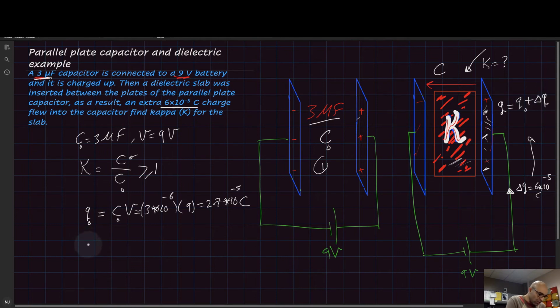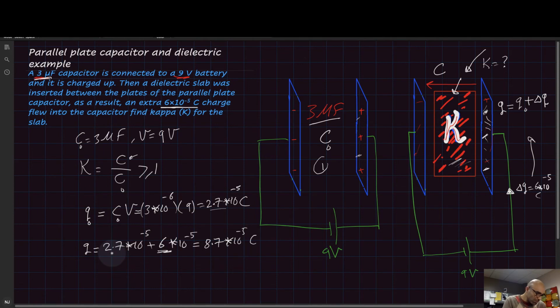All right, so Q is equal to Q0 plus delta Q. Q0, we found, is equal to 2.7 times 10 to minus 5 plus delta Q, which is 6 times 10 to minus 5, and that gives us 8.7 times 10 to minus 5 coulomb. Notice that the charge that flew into the capacitor after introducing the slab is bigger than the original charge on the capacitor itself. So 6 is bigger than 2.7 times 10 to minus 5, as you can see.